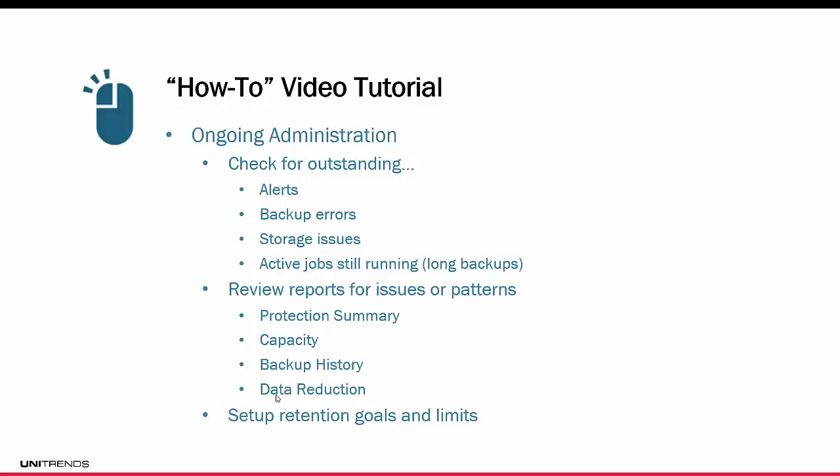In this how-to video tutorial, we're going to take a look at ongoing administration. We're going to check for outstanding alerts, backup errors, storage issues, and see if we still have any active jobs running that shouldn't be. Maybe they're taking too long to back up. We're also going to review reports for issues or patterns in the protection summary, capacity, backup history, and the data reduction reports. We're also going to take a look at setting up retention goals and limits.